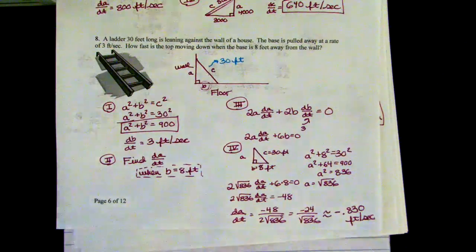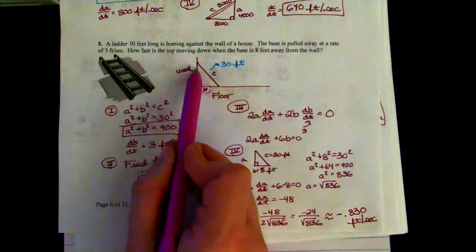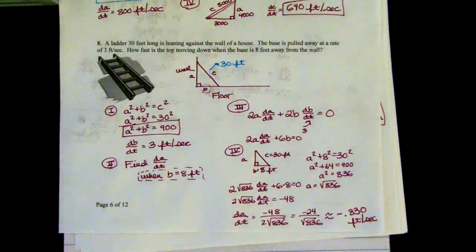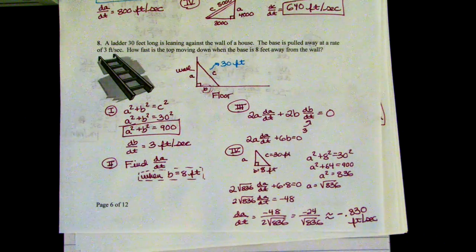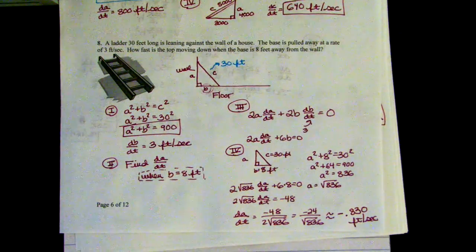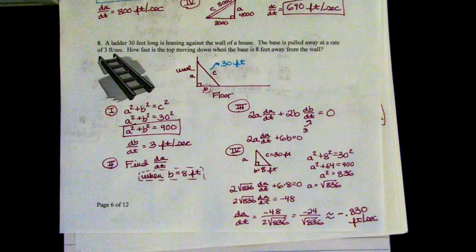It's okay that it's negative because as the ladder is sliding down, you're decreasing this side of the triangle, so negative 0.830. Take a moment, finish making any notes that you need to from that problem. And then one more for this video. Go read number 9.